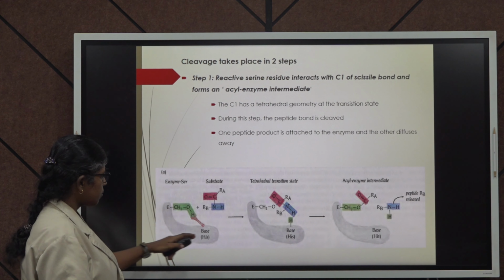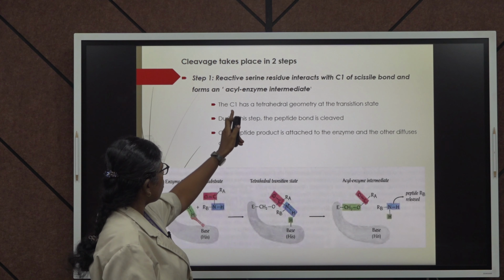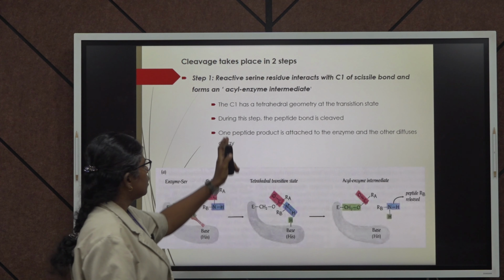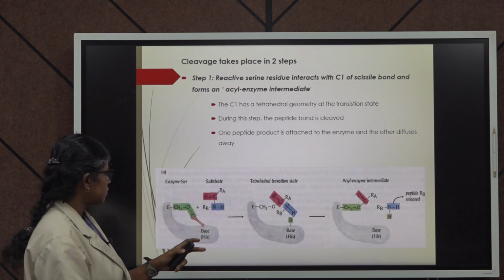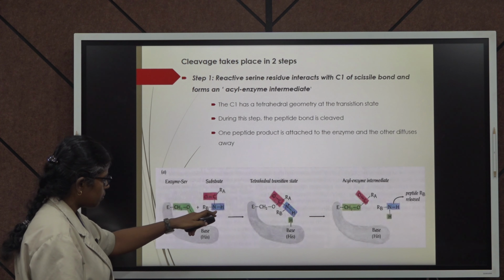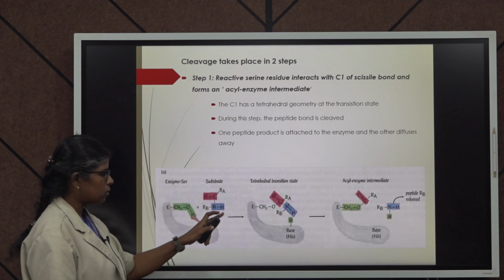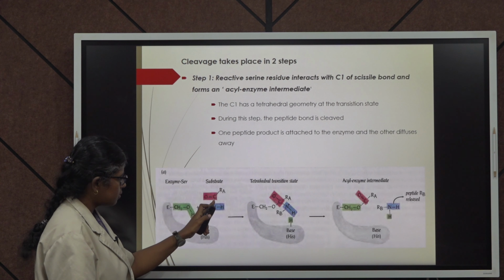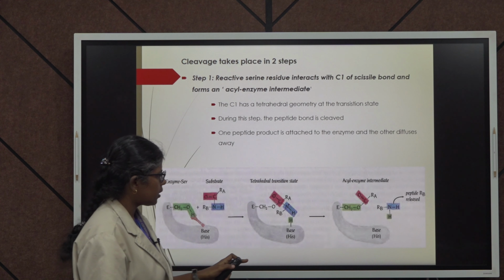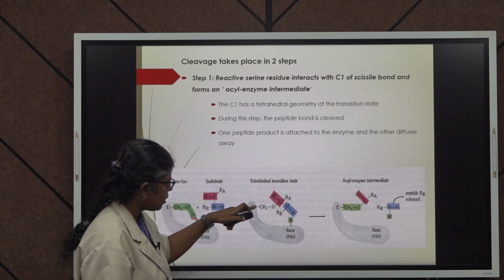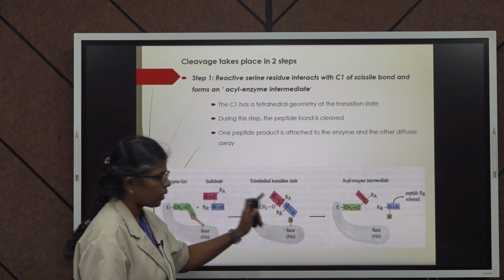Normally the enzyme in its resting state is like this, and during this step the C1 of the substrate joins in a tetrahedral geometry to form a transition state. You can see this is a peptide bond, this is the peptide substrate. The enzyme cleaves the peptide. This is the scissile bond that is mentioned here, and a tetrahedral transition state intermediate is formed between the serine residue and the substrate by this OH group.